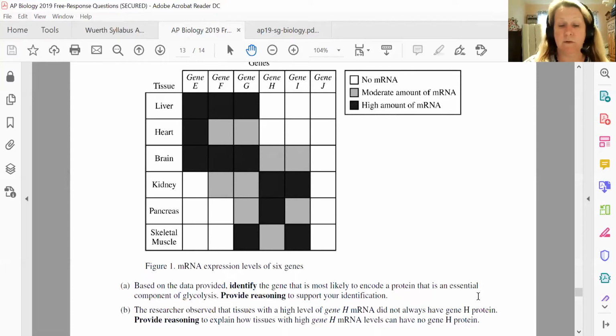So this was a 3-point question. All you had to do to get all 3 points was say that gene G was the gene most likely to be involved in glycolysis and provide the reasoning. And the reasoning is because glycolysis occurs in all cells, and gene G was the only gene that was expressed in all cells. That's your 2nd point. And then your 3rd point was to say that since gene H mRNA was present in some cells, but gene H protein was not, transcription must have happened in those cells, but for some reason translation did not. And those were your 3 points for this question.